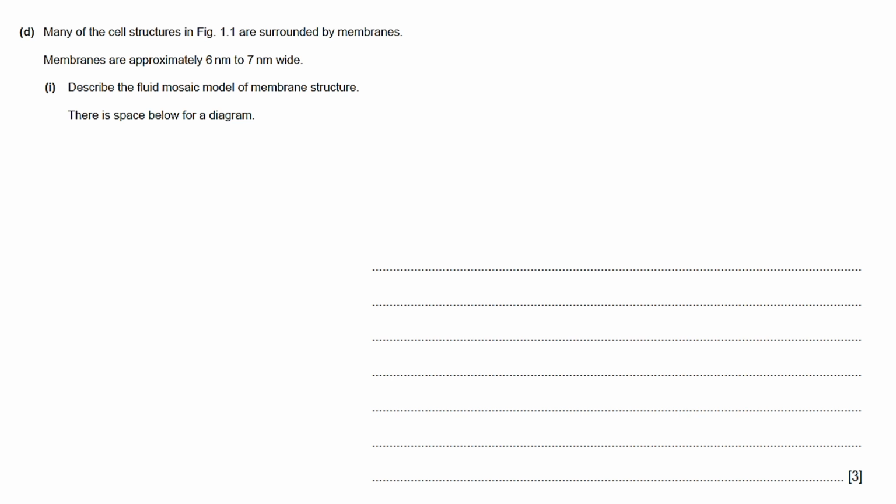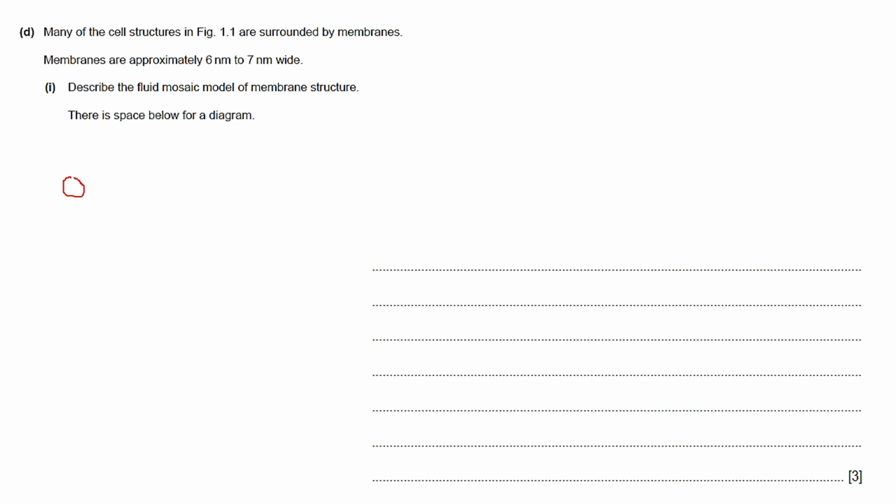All right. Next one, many of the cell structures in figure 1.1 are surrounded by membranes. Membranes are approximately 6 nanometers to 7 nanometers wide. Describe the fluid mosaic model of the membrane structure, and there is space below for a diagram. So when they give you space below for a diagram, please by all means make sure that you draw a diagram, and not just any kind of diagram. Draw a really good diagram, because it means you get at least 1 mark for that. So describe the fluid mosaic model of the membrane.